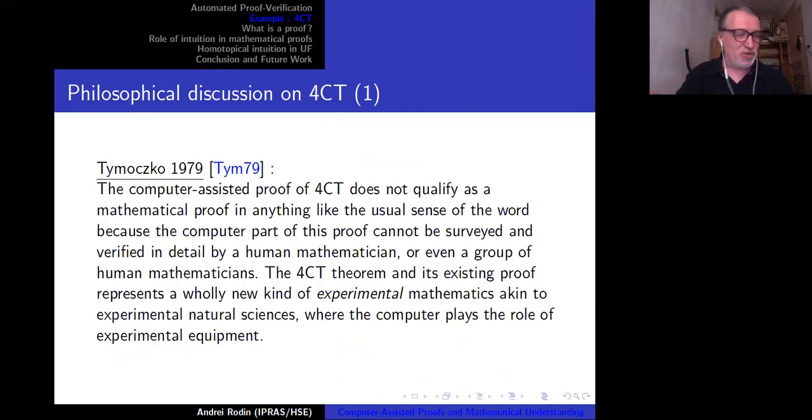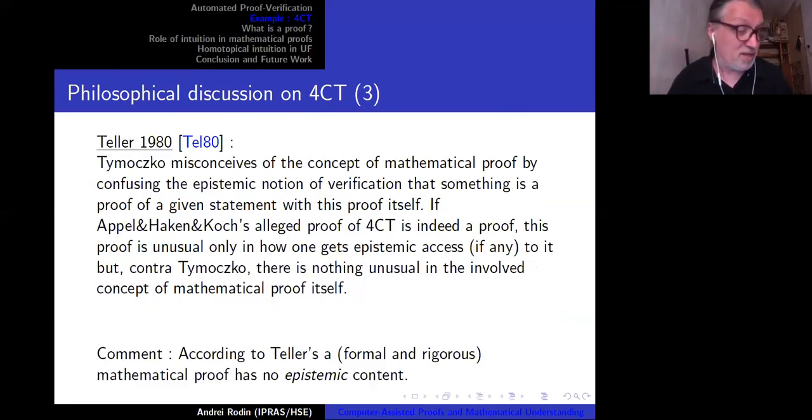Yes, so this philosophical discussion was started by Thomas Tymoczko, who wrote a paper where he argued that by accepting these computer-assisted proofs, mathematics becomes akin to experimental science, right? So we use a kind of experimental equipment, the computer in that case, and get evidence from that. So mathematics becomes somehow different from what it used to be earlier, and closer to the experimental sciences. Well, there were a lot of interesting reactions to that.